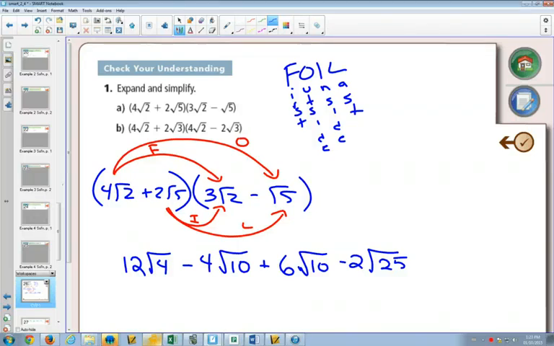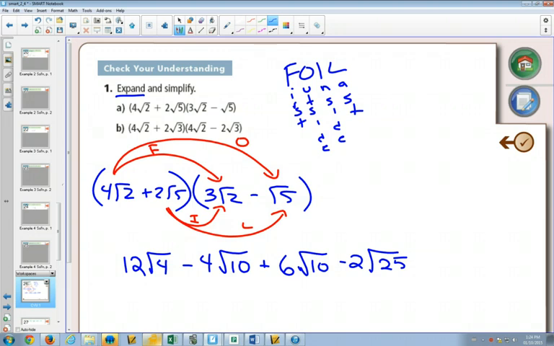Now, the question says to expand. In mathematics, the word expand means you want to have no brackets in the end. So we had brackets. That's why we distributed everything here. That got rid of our brackets. And simplify, well, simplify means combine like terms. For radicals, do you remember so far what simplify means for radicals? It means write it as a mixed radical and combine like radicals.